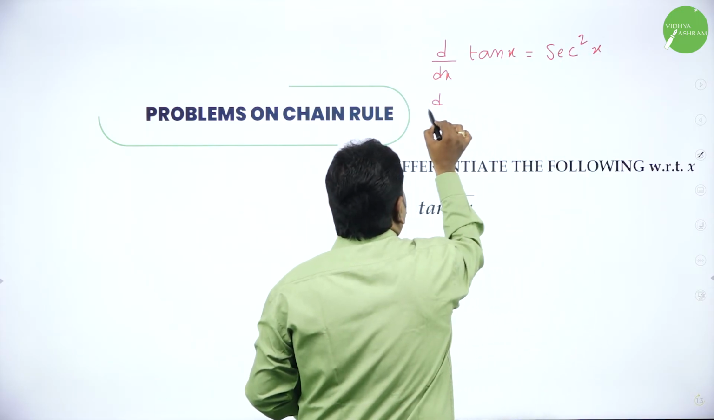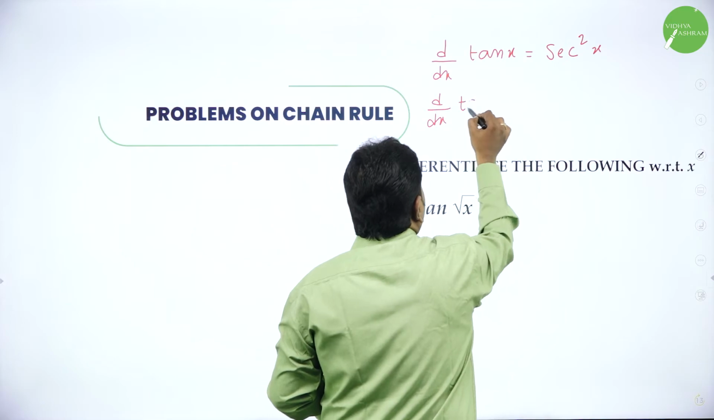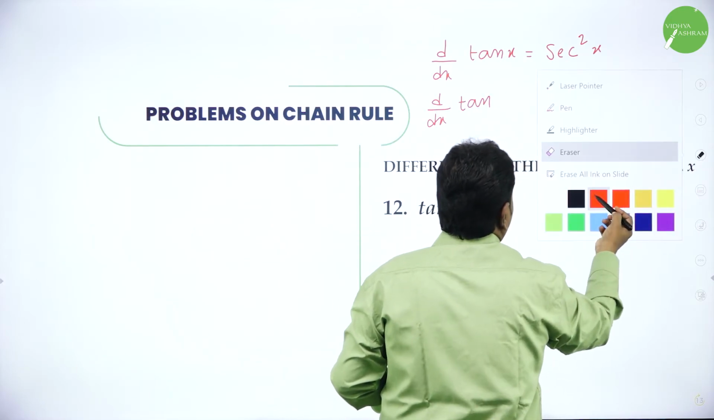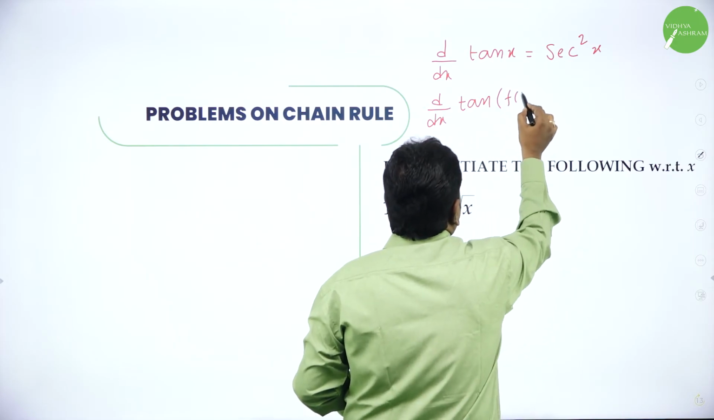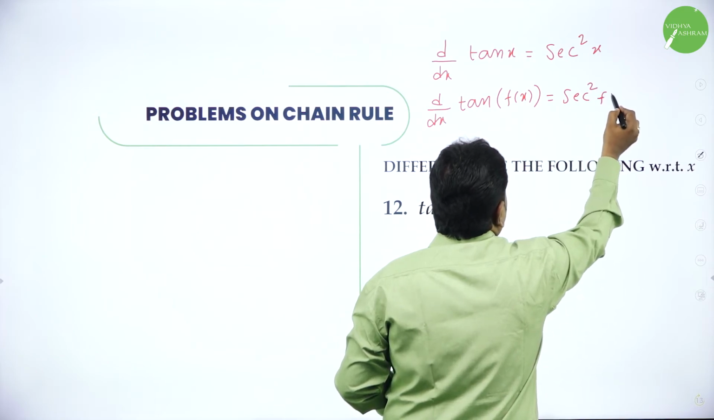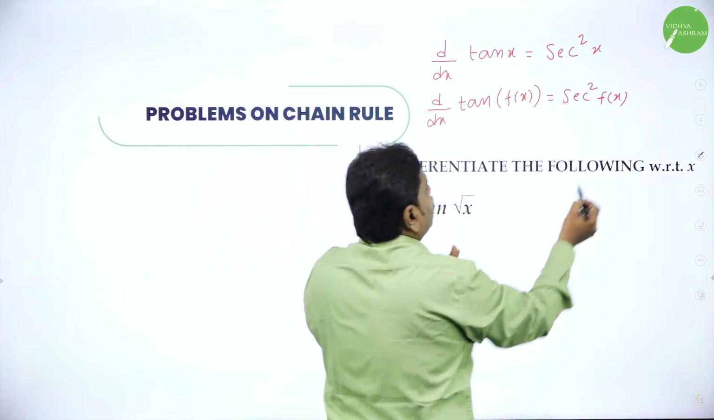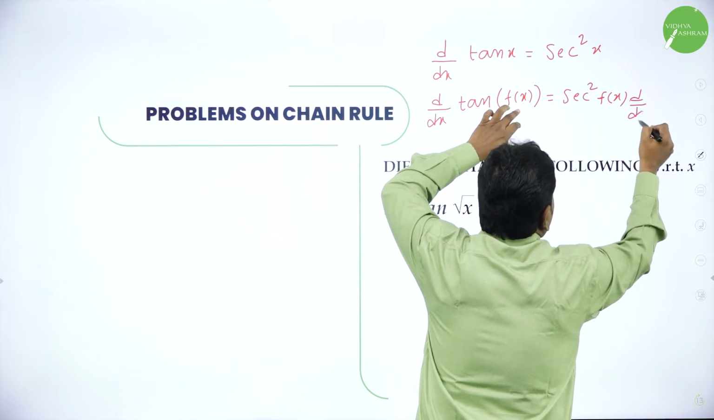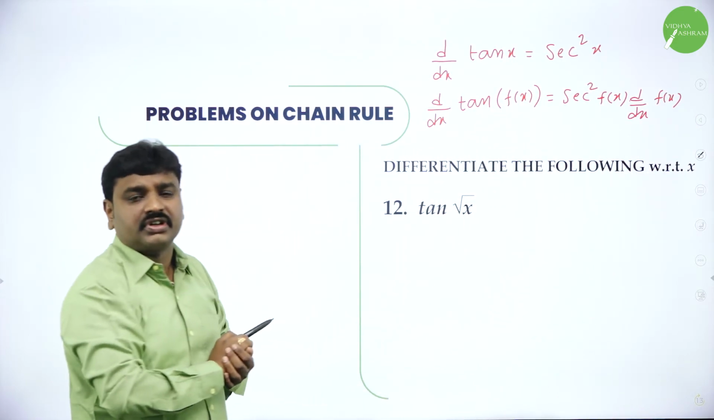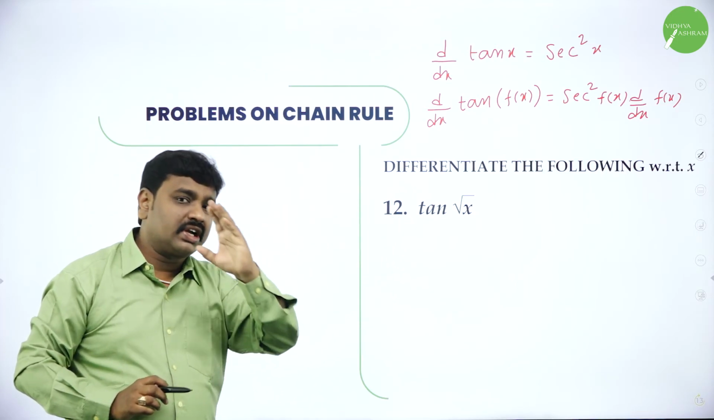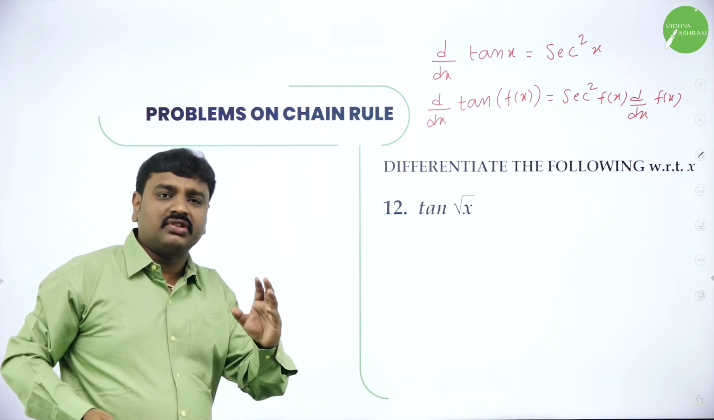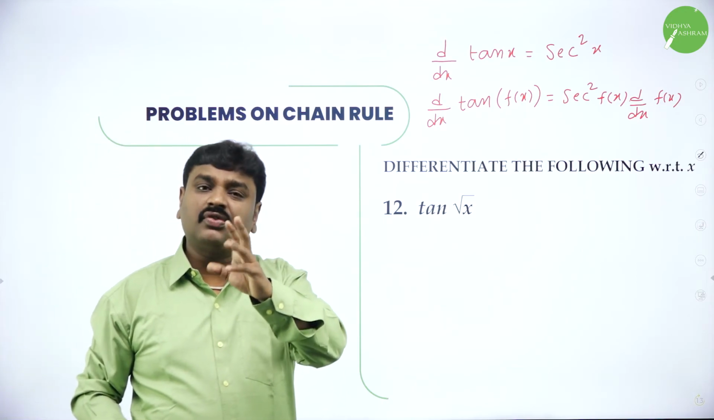Now this is in the form tan root x, d by dx of tan root x, tan f of x. I can say the problem is in the form tan f of x. What is the derivative of tan f of x? Secant square f of x, because the derivative of tan is secant square, into d by dx of the internal function. What is the internal function? f of x. Please understand, here root x acts as the internal function. In this problem, root is internal, tan is external. So the derivative of tan is secant square. Tan root x gives secant square root x into d by dx of root x.